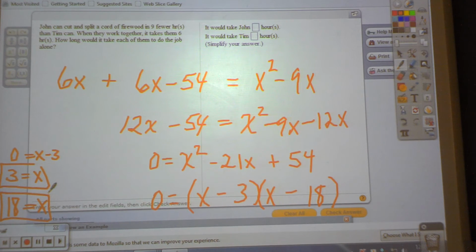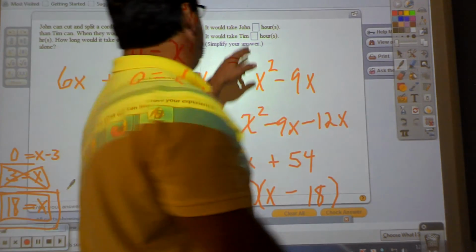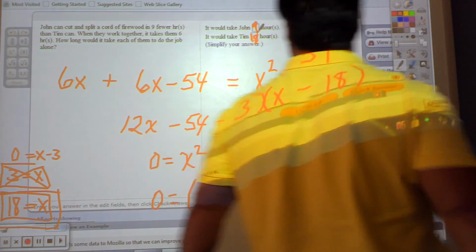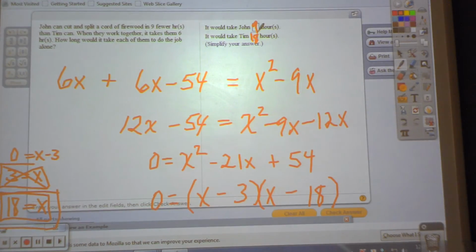So let's say it takes Tim 18 hours to do it. Then what does it take John? Does that make more sense than negative 6 hours? So your answer is 18. This would be 18 hours here and 9 hours there. I know it's right. Anybody want to bet me?